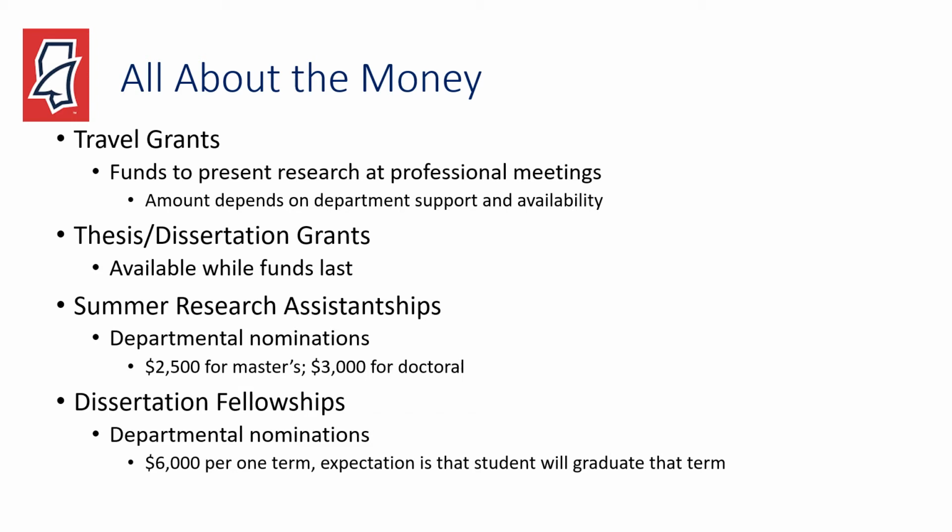Our summer research assistantships, which require departmental nomination, provide a small stipend for students working on research over the summer. And our dissertation fellowships, also requiring departmental nomination, provide funds for the student to work on their dissertation for 1 term so that they do not have to engage in other duties. It is the expectation that the graduate student will graduate at the end of that term.